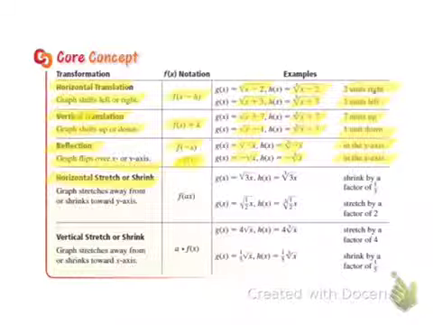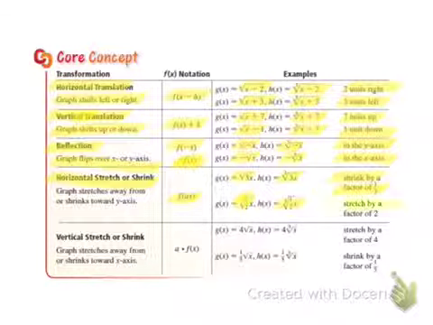Look at your horizontal shrink or horizontal stretch. It has f of a times x. Examples here and here. If I have a number greater than 1, it is a horizontal shrink, in this example, by a factor of 1/3. You have to flip. If I have 1/2, which is between 0 and 1, like here and here, then it is a horizontal stretch of a factor of 2. So remember, your horizontals are backwards than what you would originally think.